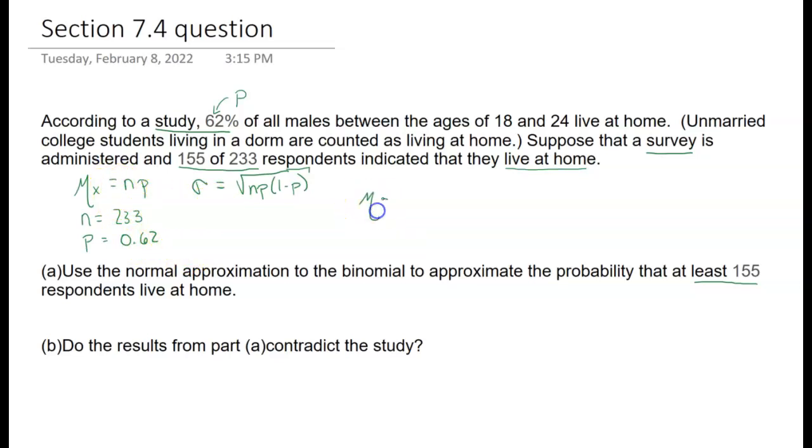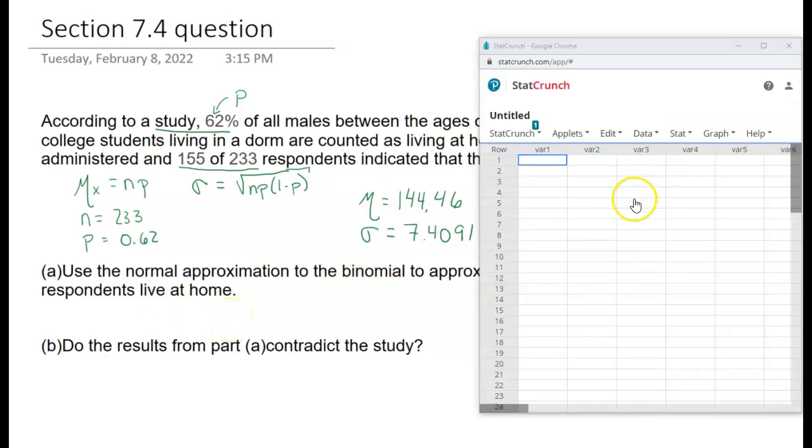So the mean for this problem is 144.46. And the standard deviation, when we take the square root of the n times p times 1 minus p, we get as a standard deviation 7.4091. So in order to use the normal approximation for this, I'm going to go ahead and switch over to StatCrunch.